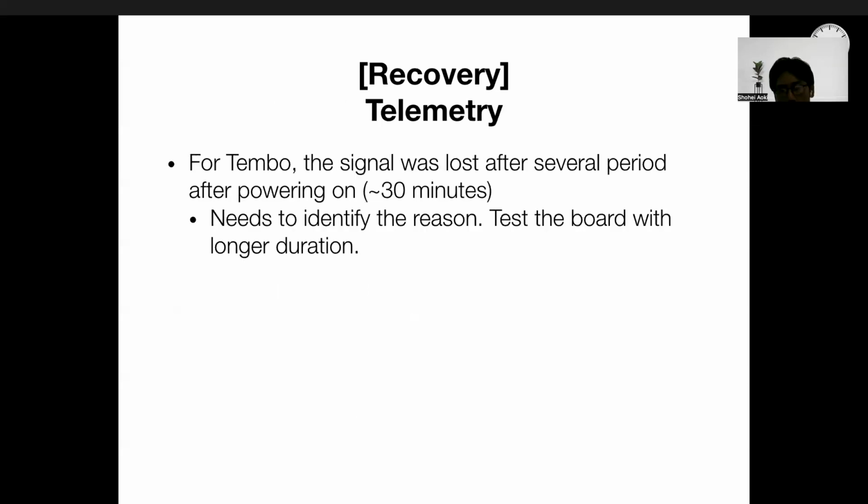Telemetry, for the Tembo, the first rocket we launched, initially it was working, so we were able to receive the signal at the base station. However, especially for the first rocket, we took much time after we assembled the rocket, like 1 hour. During this preparation period, the signal was lost at some point. So we need to identify the reason. I think the recovery team may also report.